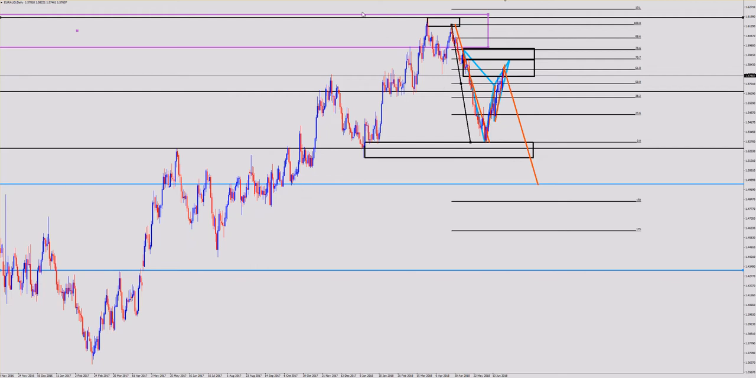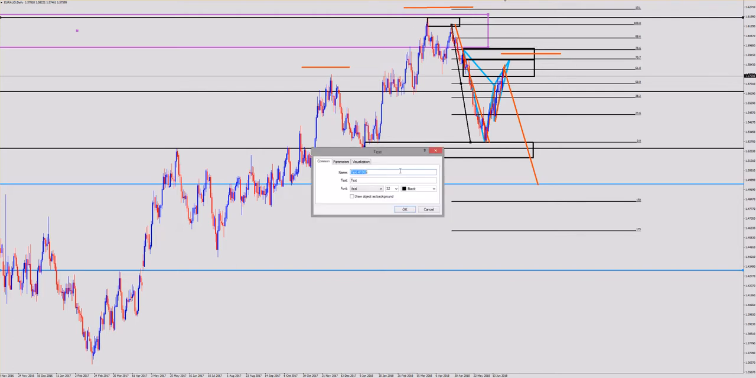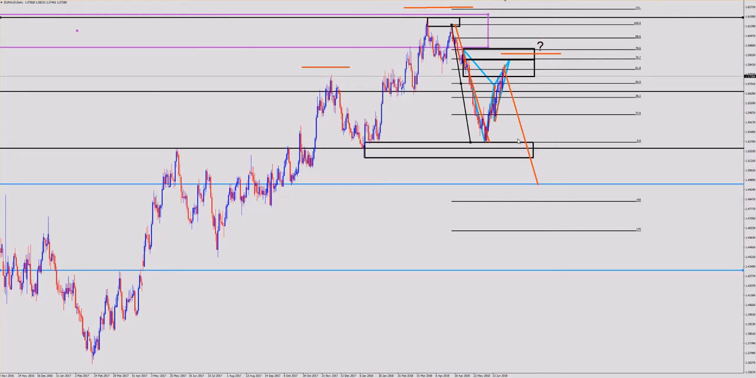Okay, so the other thing I'm looking at is what I call a potential head and shoulder development. We got the left shoulder here, we got the head right here, and we got the potential right shoulder to develop. Now that's not confirmed yet, so we're going to put a nice little question mark right there, and we'll see. That remains to be seen, and we'll see if in fact that does pan out.